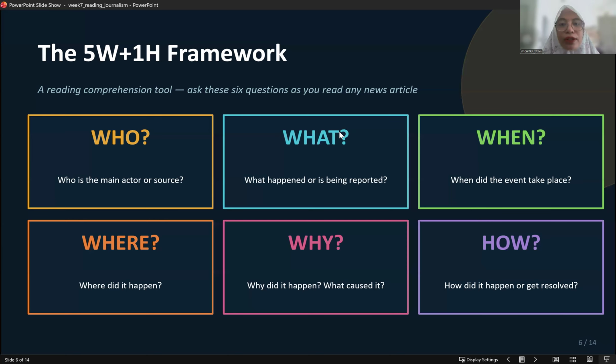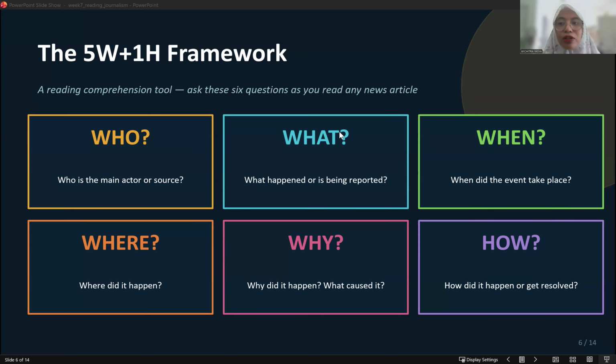Okay, so now we're going to learn about the 5W plus 1H framework. I'm sure you've already learned this before, but we're going to go over it again, where the 5W plus 1H framework is a reading comprehension tool, and news articles must have this framework.